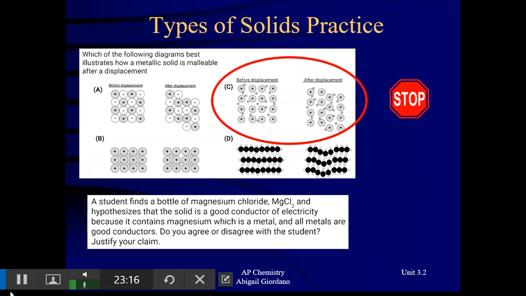Just to refresh your memory, if we were to melt that ionic solid into molten form or dissolve it in water, then it could conduct electricity. Okay, but magnesium ion and magnesium pure metal, not the same thing.